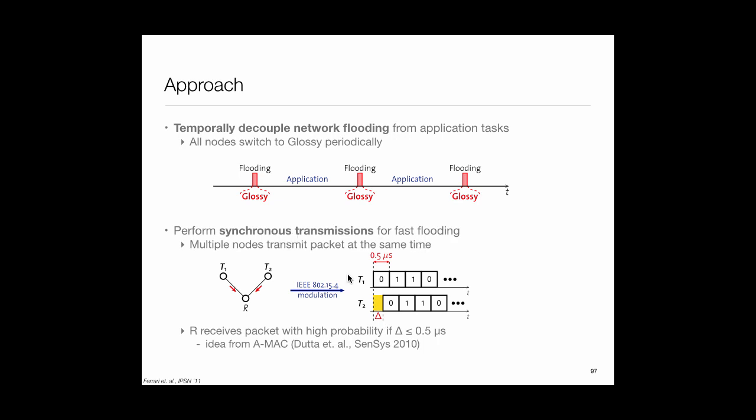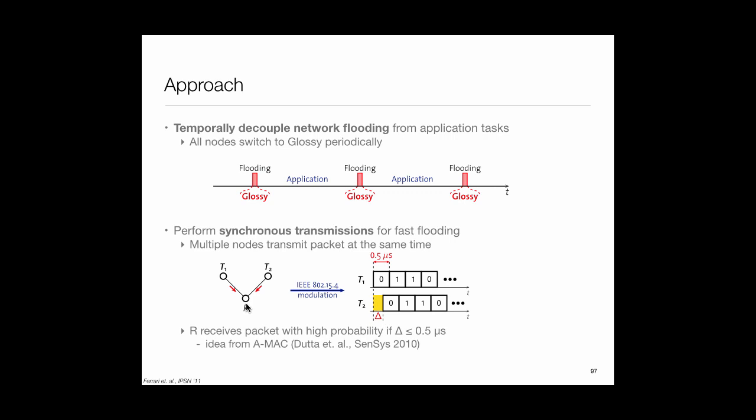So the basic idea is the following. Let's imagine I have two nodes, T1 and T2, and they're flooding the same packet. Now, normally when you flood, packets collide and the packets are lost. But what if the two packets were sent exactly at the same time? And also for the moment assume that the path lengths between transmitter and receiver are exactly the same.